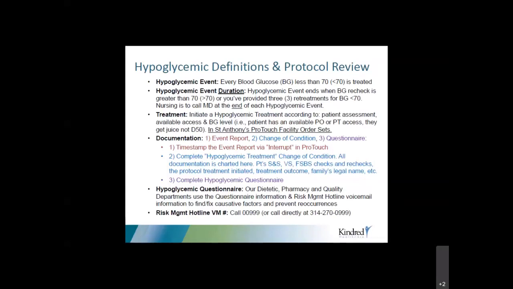If you recheck their blood sugar 3 times and their blood sugar is still less than 70, that's 1 event report, 1 change of condition, and 1 questionnaire. You don't have to do an individual one every single time. I know, that's a lot. And then the treatment, the documentation, the questionnaire, and then calling the risk management hotline number with the details of the event. So we'll go over that in just a second.